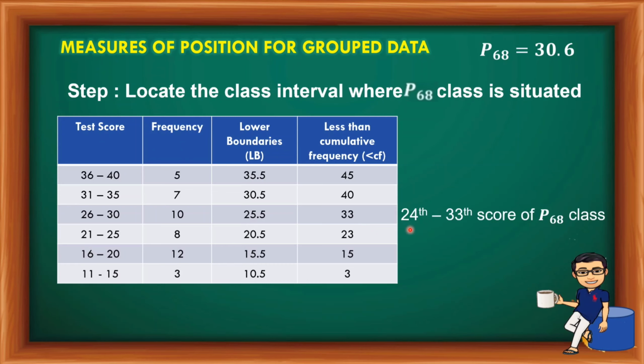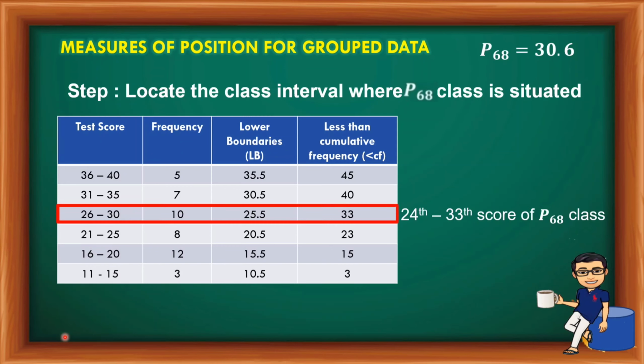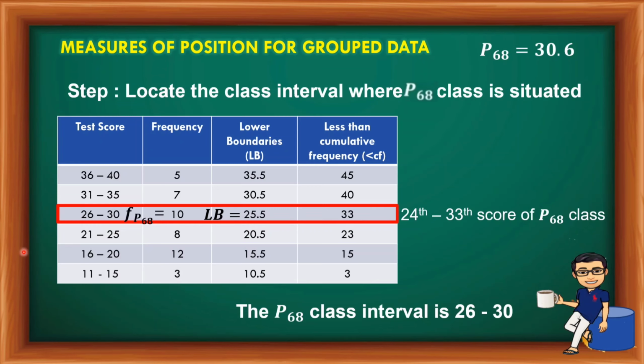So dahil yun ay nasa 24 to 33 score at yung ating percentile 68 class na 30 and 6 tenths ay between na dito, nasa pagitan na nito. Hence, ito yung gagamitin nating class, which is 26 to 30. So since mayroon na tayong class na pag-uusapan, makukuha na natin ang lower boundary, which is 25 and 5 tenths. Makukuha na rin natin ang frequency ng percentile 68 class, which is 10, ang i natin ay interval na 5. Alam natin na 5 ang interval ng bawat class natin.